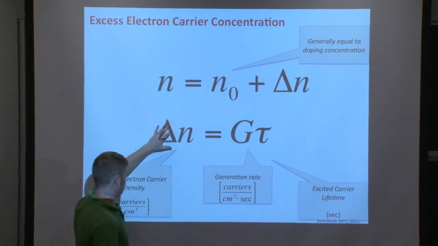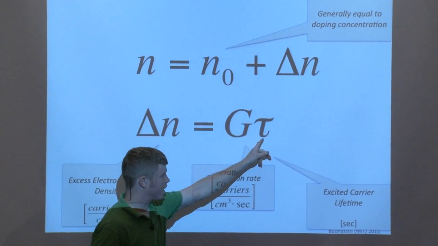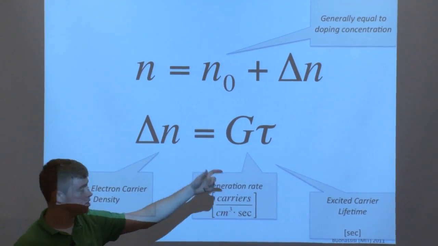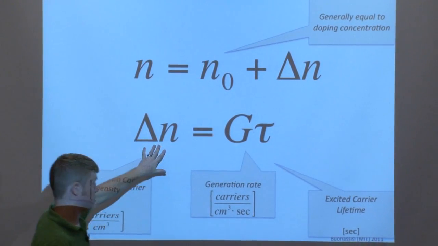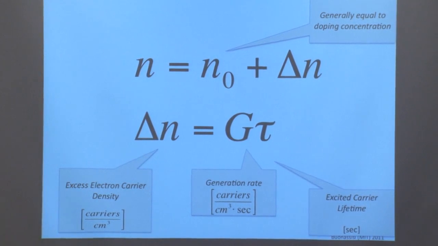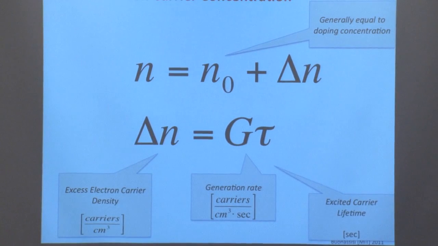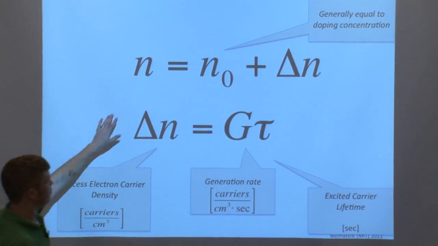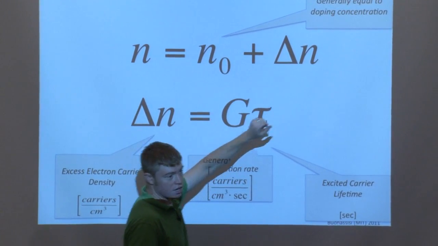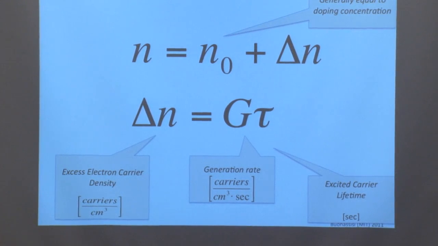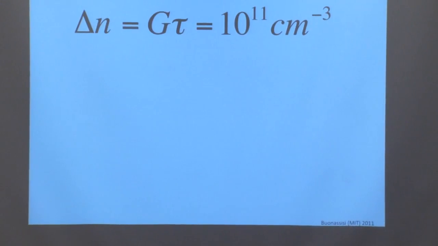Because delta N is actually a density, you need to say, OK, how long do those carriers last once they're excited? And so it's this G tau product that gives you your delta N. Now, when working with silicon, it's really important to understand what the different ratios are of N, N naught, delta N, and your doping concentration. So getting these relative numbers in your head is an important step in moving forward.